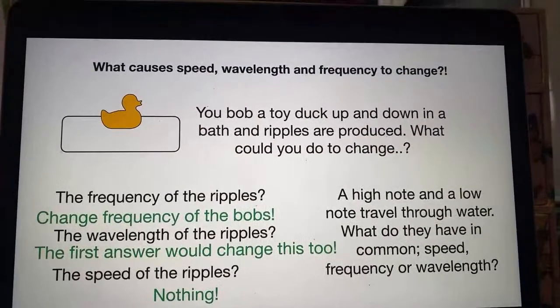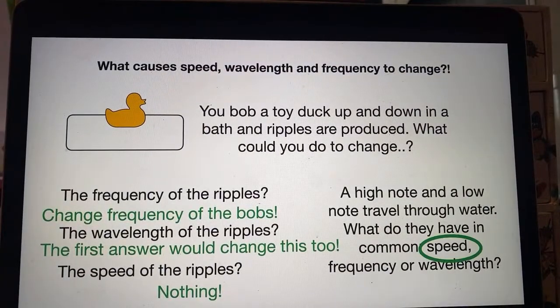The high note and the low note travelling through water, they've got speed in common because they're both travelling through the same medium and the same type of wave, right?